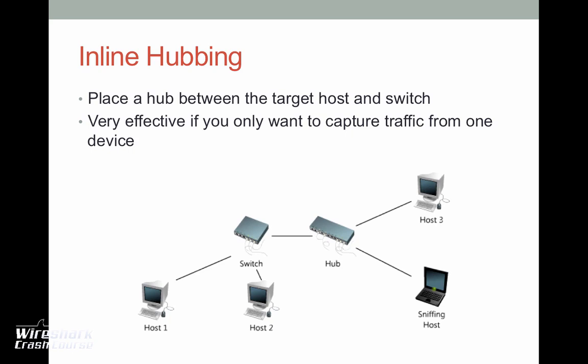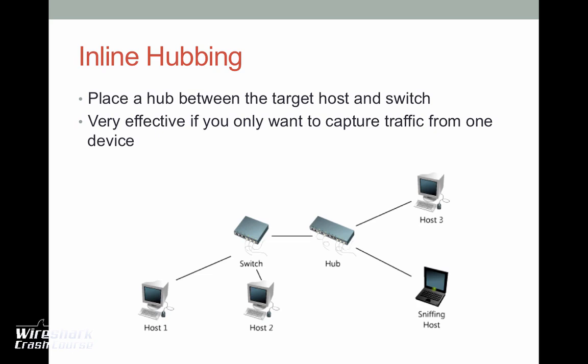So inline hubbing is a technique where you essentially place a hub in between one host and the switch. The sniffing host is then attached to the hub. So in our example, when host 3 sends or receives data, it must first go through the hub. As we learned a few slides ago, hubs forward traffic received out all of its ports. So not only would host 3 receive the traffic, but the sniffing host would as well.